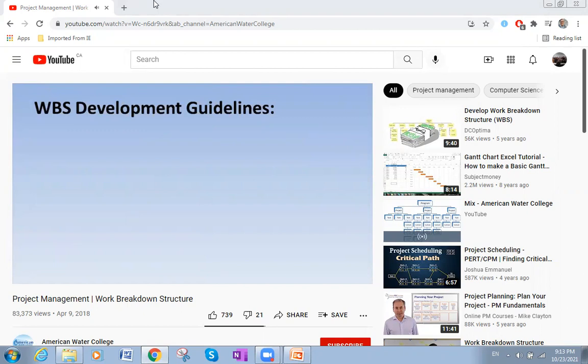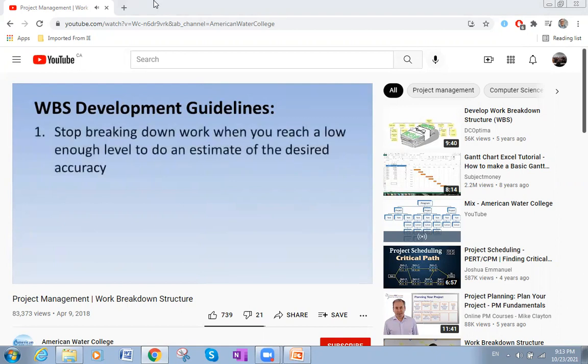There are some basic guidelines you should follow when developing your work breakdown structure. And these include: you stop breaking down work when you reach a low enough level to do an estimate of the desired accuracy.